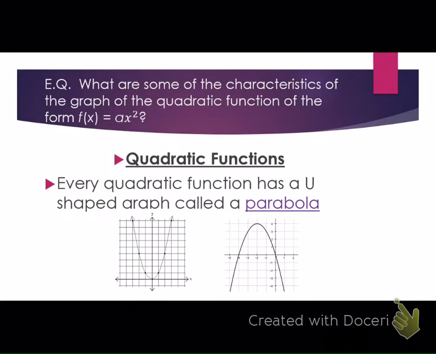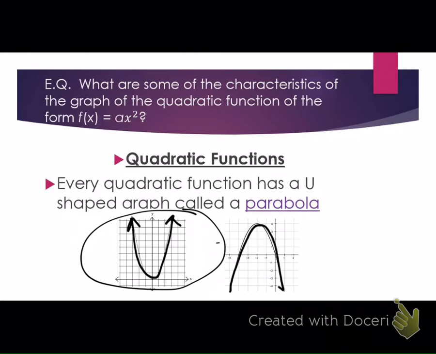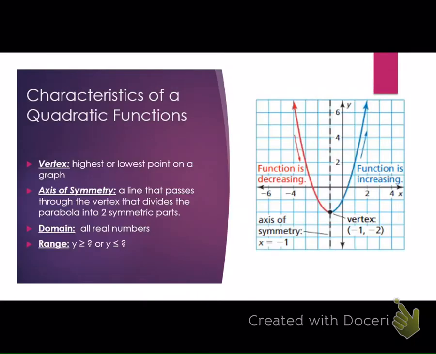What do you notice about this first one as far as which direction it opens? Up or down? Right here it is. Is that opening up or down? That is opening up. Okay, that is opening up. This parabola over here is opening down. Okay, this one opens down. So there are parabolas that open up and there are parabolas that open down. Now, here are the characteristics that you need to know. So grab a highlighter and let's highlight these four words: vertex, axis of symmetry, domain, and range.